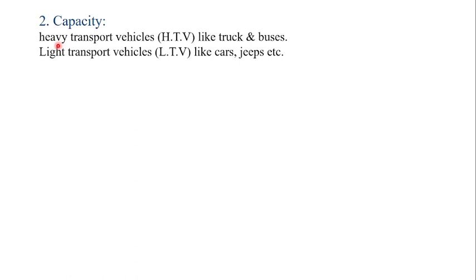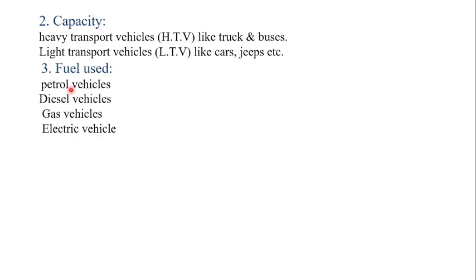Next is capacity. Automobiles are divided based on the second portion, which is capacity. Capacity means heavy transport vehicles, like trucks and buses, and the second is light transport vehicles like cars, jeeps, etc. Next classification is fuel used. Fuel used means generally we have four types: petrol vehicles, diesel vehicles, gas vehicles or CNG.